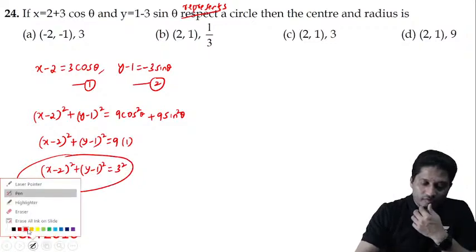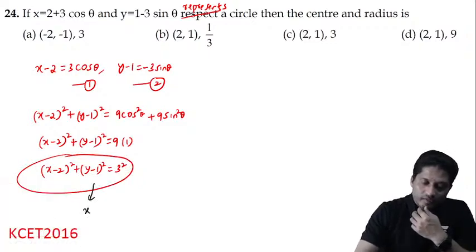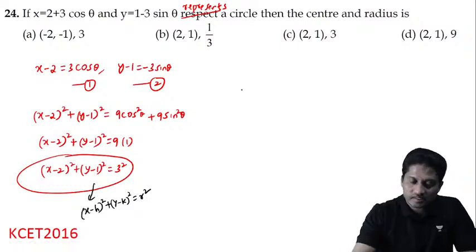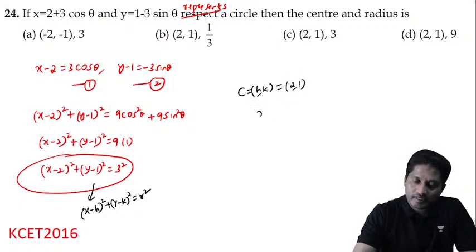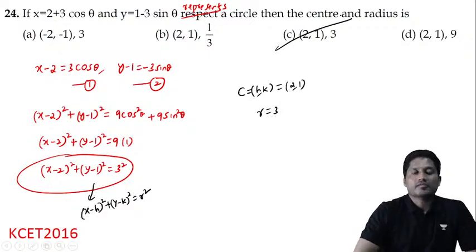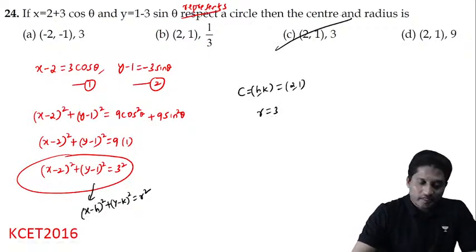Now this is of the form (x minus h) the whole square plus (y minus k) the whole square is equal to r square. So it's a circle whose center is (h, k) equal to (2, 1), and the radius is equal to 3. Center (2, 1), radius 3, that is the option. Right? Let's move to the next question.